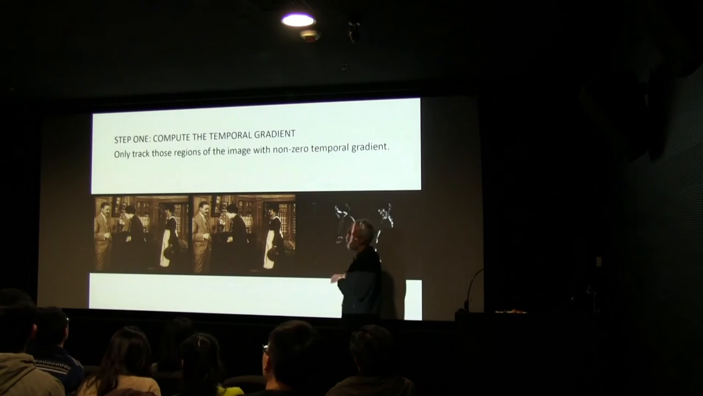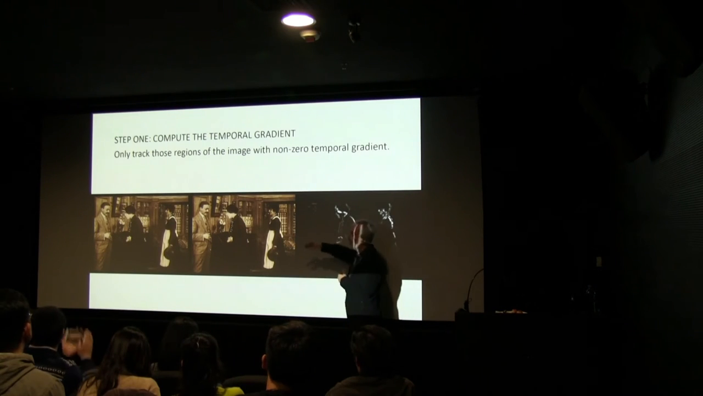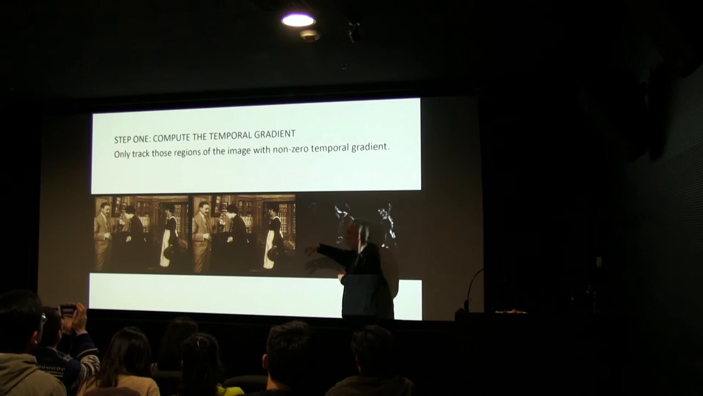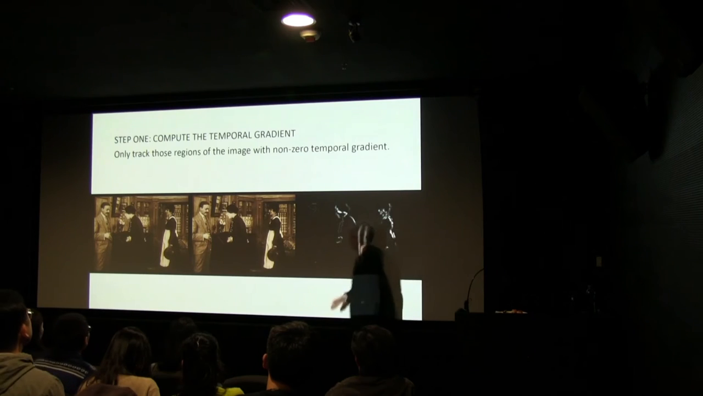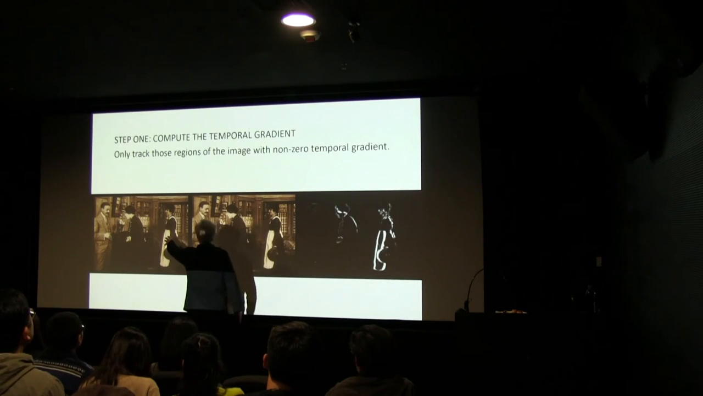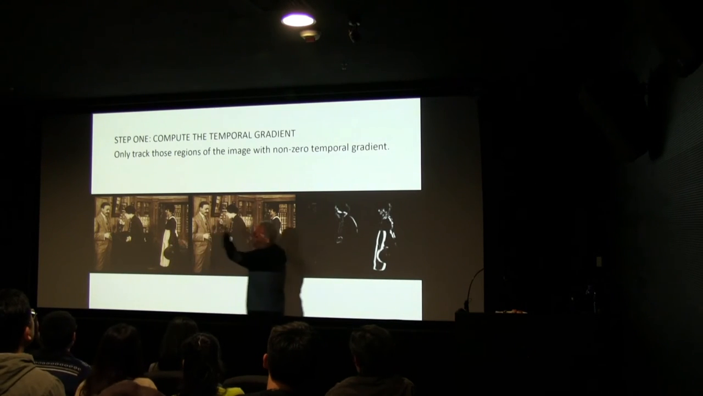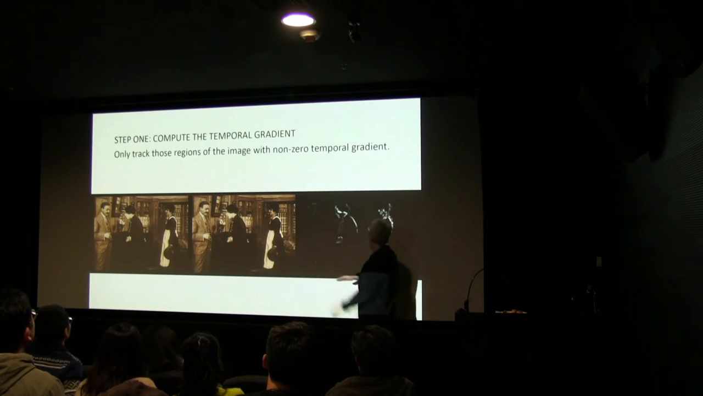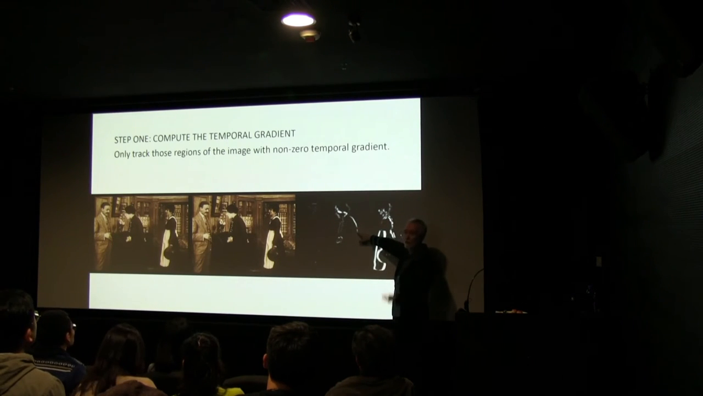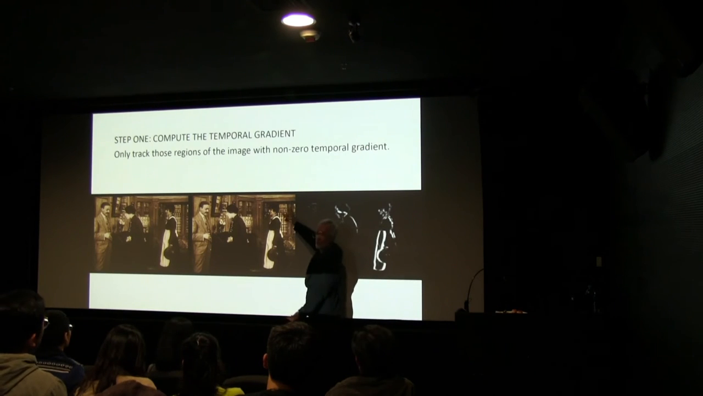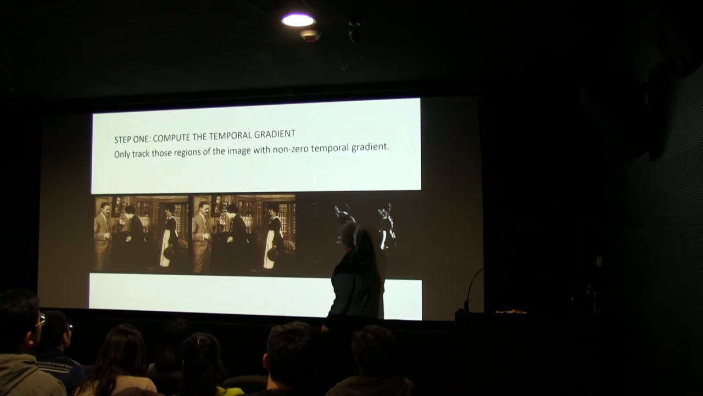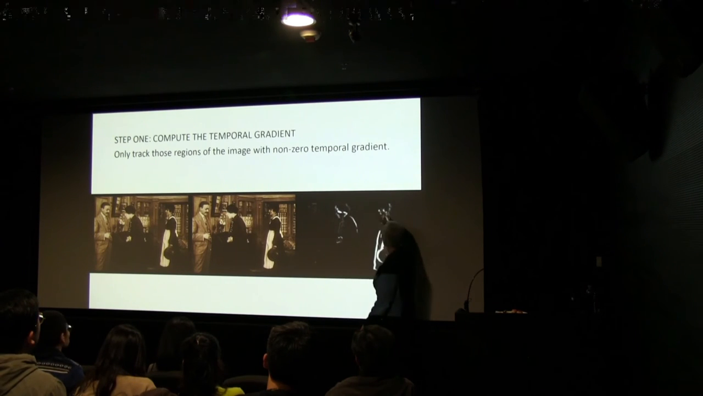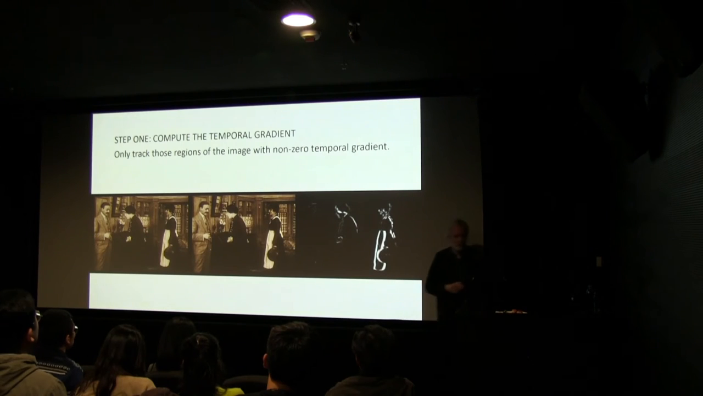How does it work? First step is, for every pair of frames, we compute the temporal gradient. So we have 2 frames, we subtract, and we obtain the difference. Why do we do that first? Because we don't want to track areas that don't change. We know there's no change there. So we're only going to track areas that we know have changed.